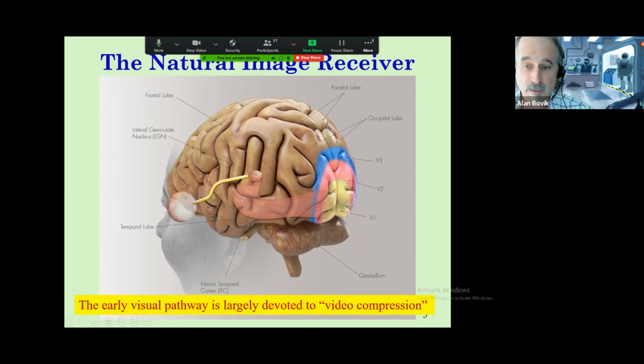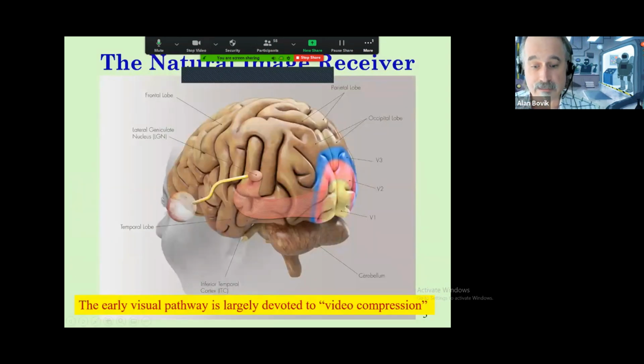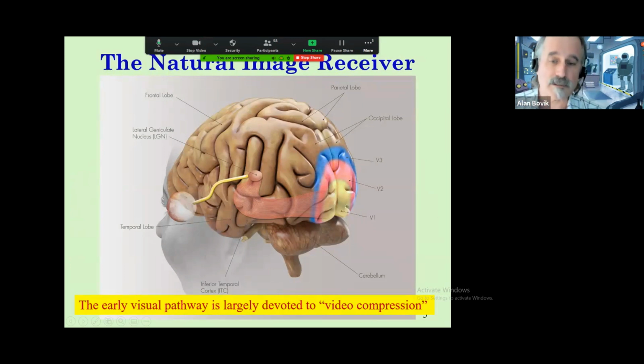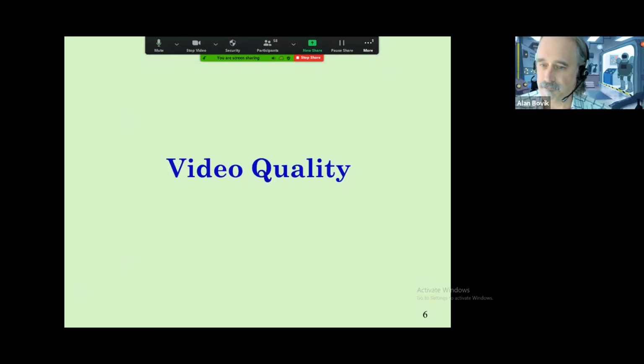Now, this visual pathway in the brain, as we will see and discuss, is largely devoted to a form of video compression. We didn't invent video compression. Evolution did. And the reason why is because if the brain from the very beginning, right at the retina, didn't represent visual signals extremely efficiently, we would have brains the size, big enough to carry in wheelbarrows at least.